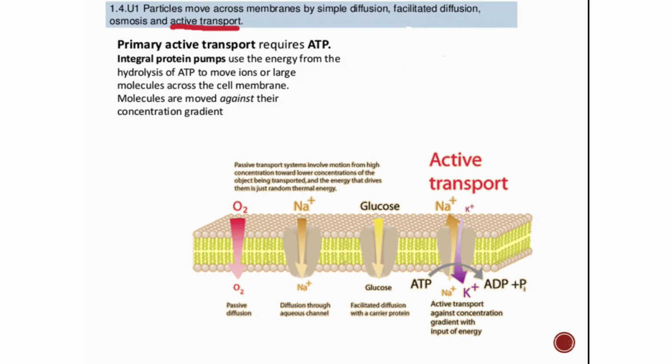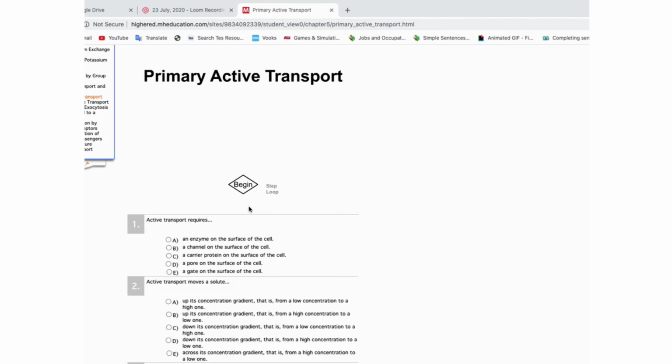Primary active transport requires ATP. Integral protein pumps use the energy from the hydrolysis of ATP to move ions or large molecules across the cell membrane. Molecules are moved against their concentration gradients. Now, let's see the video about active transport. Let's see how primary active transport starts.